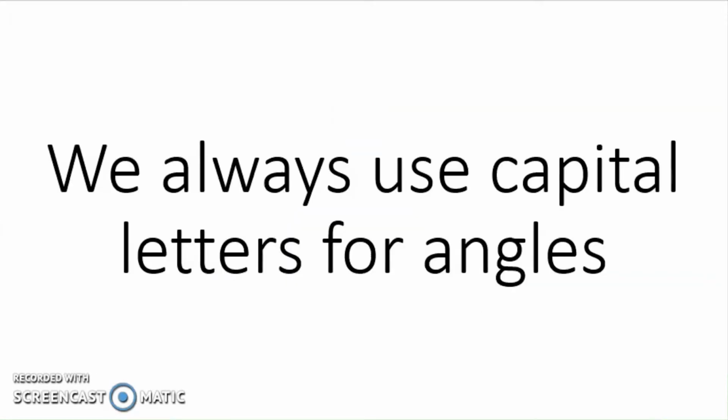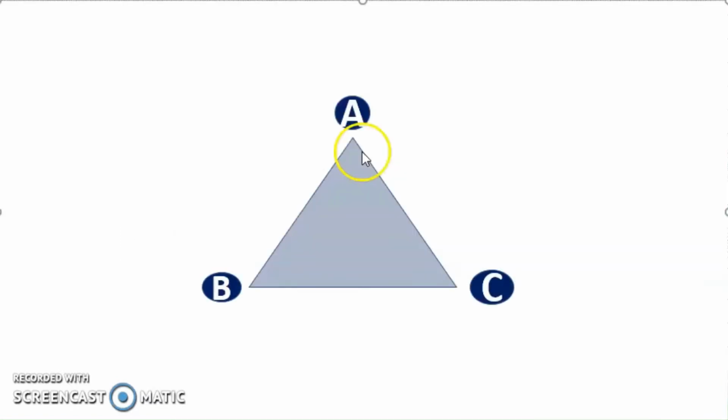We always use capital letters for angles: capital letter A, capital letter B, capital letter C. And we use lower cases for sides. Where the arrow is facing is the side A, that's small letter a. The side B, which is small letter b. And the side C, which is small letter c.